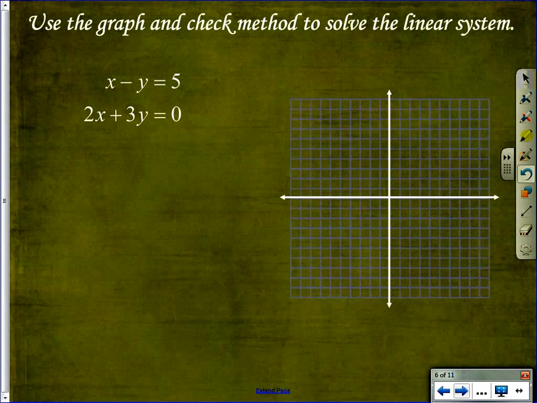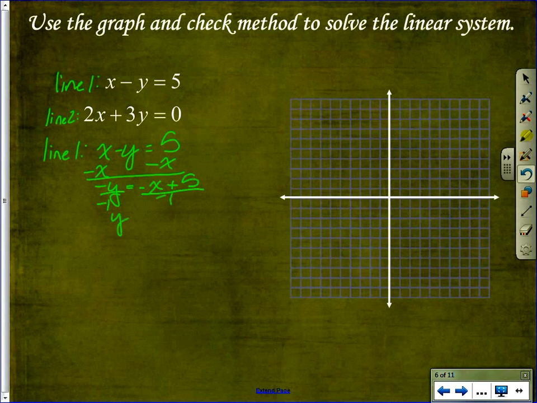Okay, so let's go ahead and do this. Line 1, line 2. Subtract x from both sides, and I get negative y equals negative x plus 5. Divide by negative 1, and y equals x minus 5. So my slope is 1 over 1 or negative 1 over negative 1. And my y-intercept is negative 5.